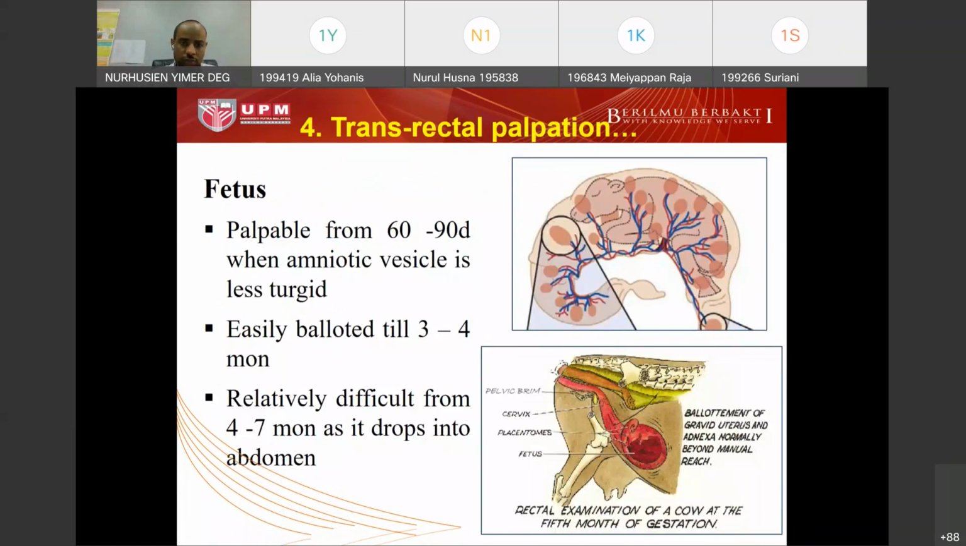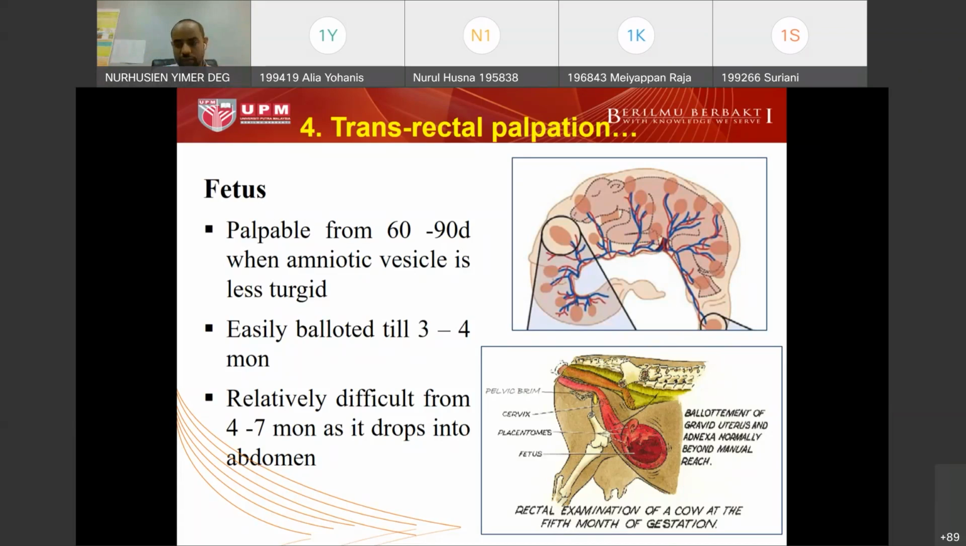So as we talk about the fetus, as I said, it's time dependent. We are talking about the fetal period of the pregnancy. Usually the fetus will be palpable from day 60 to 90 days, when the amniotic vesicle is less turgid. It doesn't mean we don't have a fetus before that. We do, but because the amniotic membrane and the chorioamniotic membrane become turgid during this period, it's difficult to appreciate the fetus beyond the membrane.